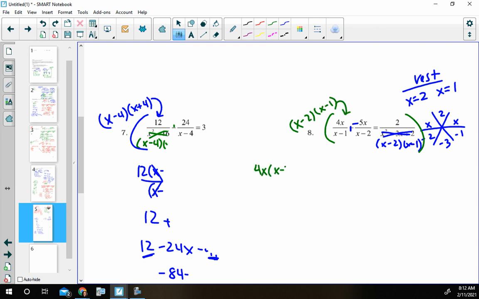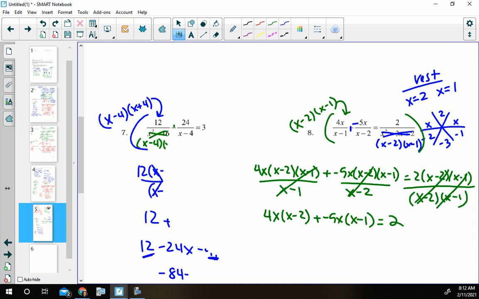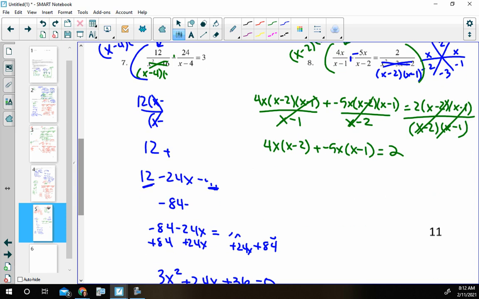So 4x times x minus 2, x minus 1 plus negative 5x times x minus 2, x minus 1 is equal to 2 times x minus 2, x minus 1. Fill in the bottoms. Cancel. So I have 4x times x minus 2 plus negative 5x times x minus 1 is equal to 2. So 4x squared minus 8x minus 5x squared plus 5x.